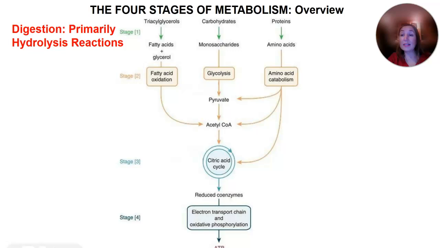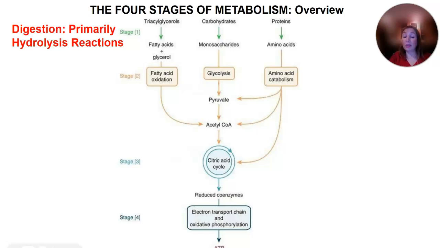So if it's triacylglycerols, it's fats and lipids. Fats and lipids contain triglycerides that we also call triacylglycerols. If it's carbohydrates, this could be sugars, this could be starches, and then remember, proteins are from meats and dairy products, and other sources as well, but generally speaking. So we've got these three main categories: triacylglycerols, carbohydrates, and proteins. And these three categories are funneling down through our four main stages of metabolism.